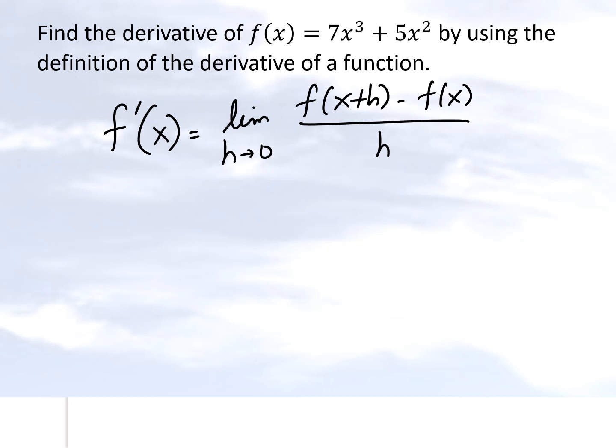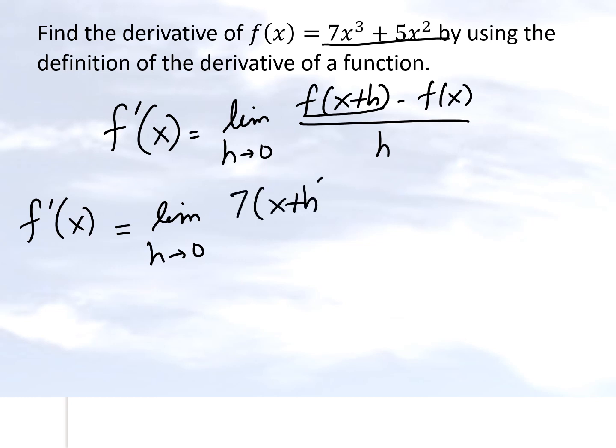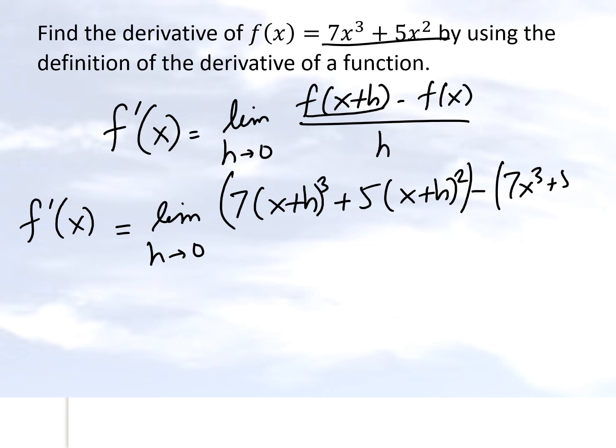So if we want to find the derivative of this function, what we're going to say is that f prime of x is equal to the limit as h approaches 0, and we have to calculate the function at x plus h. So that'll be 7 times (x plus h) whole cube plus 5 times (x plus h) whole square, minus the value of the function at x, which is 7x cubed plus 5x squared itself, and we divide it by h. As you can see, we now have to use the formulas for expanding (x plus h) whole cube and (x plus h) whole square.